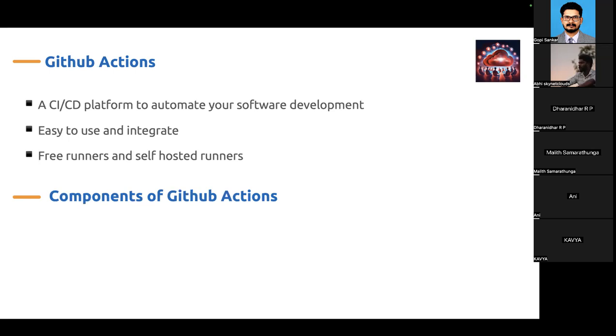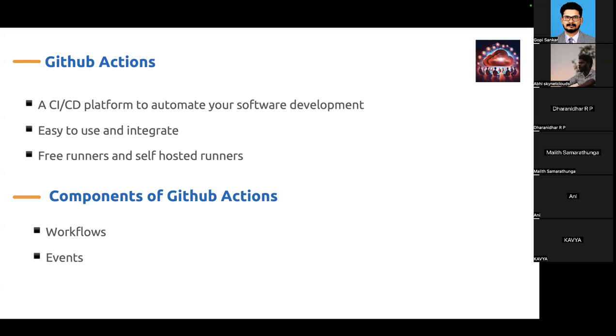Before jumping to the demo, I want you to be familiar with a few components of GitHub Actions. The first one is workflow. A workflow is nothing but an automated process that is defined in a YAML file. I will show you that. We have to define what we need to do in the CI phases, and what steps need to be done in the CD phases. That we call a workflow.